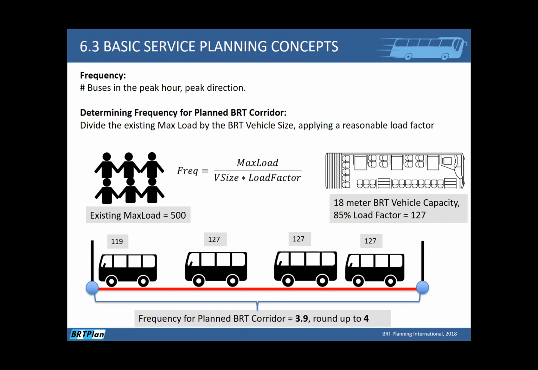So in this case, we're saying, all right, we'll assume the existing maximum load is 500. Our bus, we'll say we're using 18-meter articulated buses. Each bus would hold 127 people, so 4 buses would move everybody.